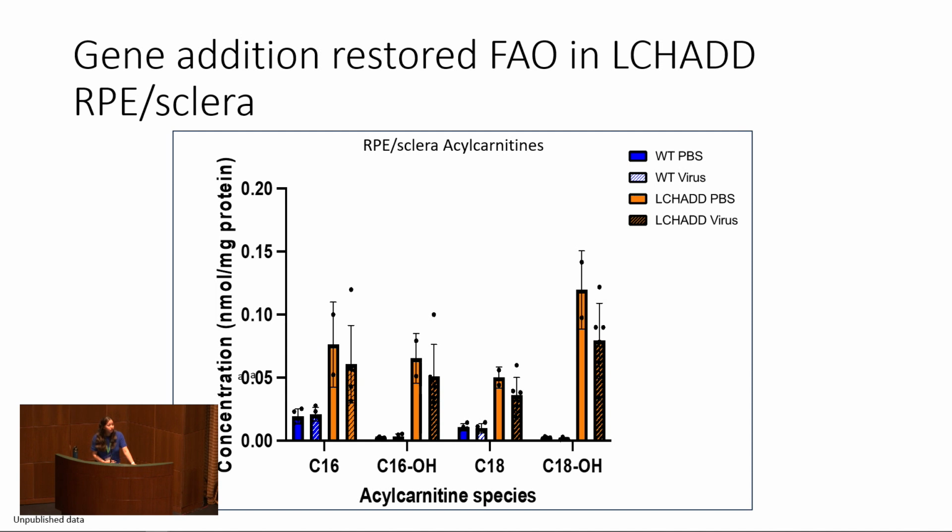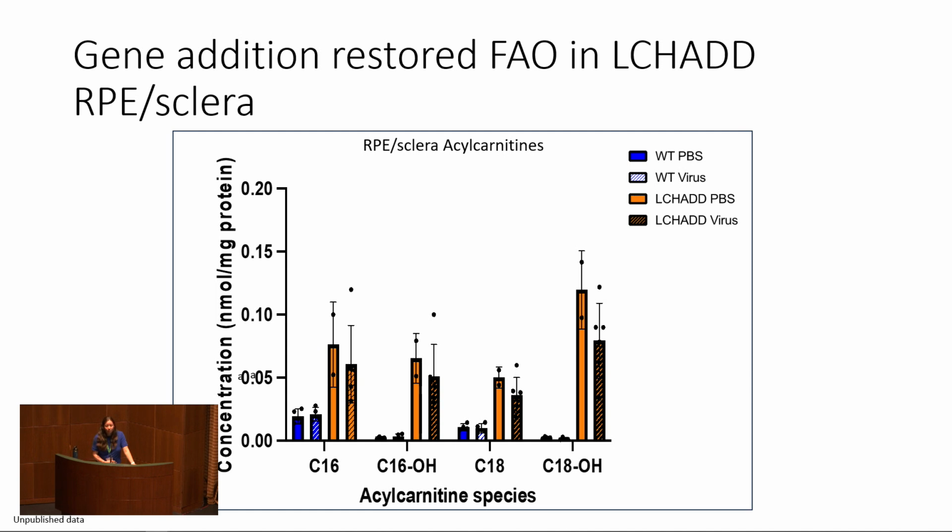And then I wanted to show another really exciting result that we had. We wanted to see if the gene addition was able to restore fatty acid oxidation to RPE cells, and so we looked at the acylcarnitine profiles in order to do this. As you can see, the LCHADDs treated with the gene addition, which are the orange bars with the stripes, had lower levels of hydroxyacylcarnitines, which is the very far, the C18OH and also the C16OH.